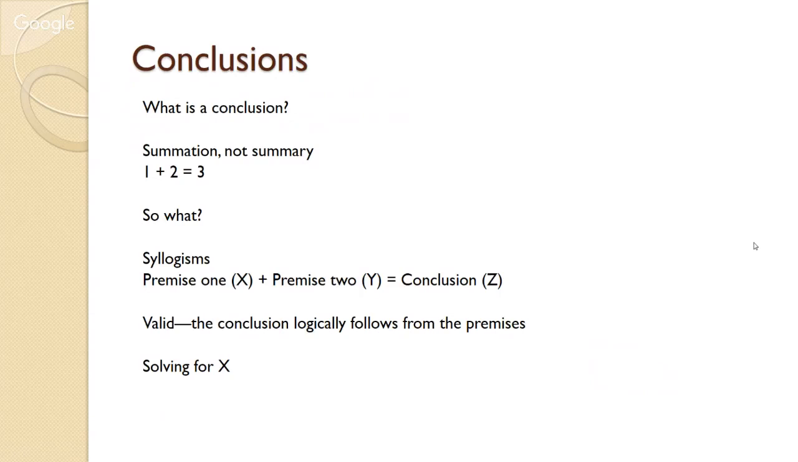If it's valid, then your conclusion logically follows from your premises, or from the information that you've presented. And in order to test for validity, you can work backwards and solve for x. If we know that the conclusion is Socrates was mortal, and we know that Socrates was human, we can extrapolate from that and infer that all humans are mortal. So if we have the conclusion, we should be able to work backwards to find out what the missing evidence is.